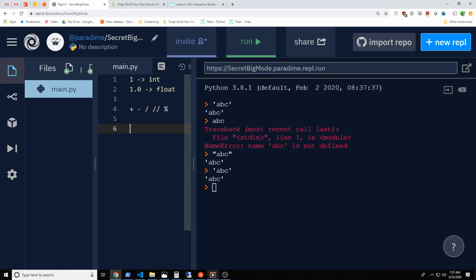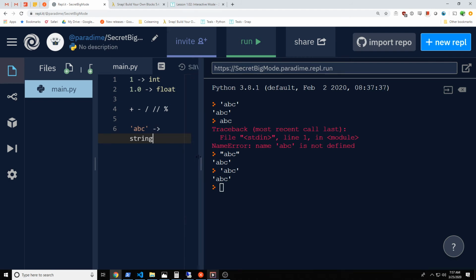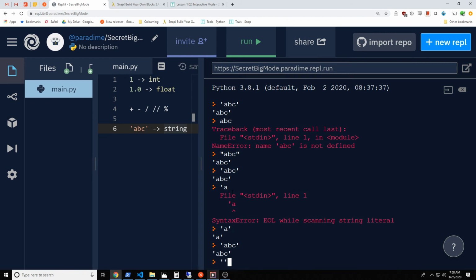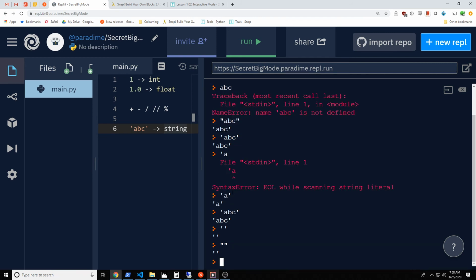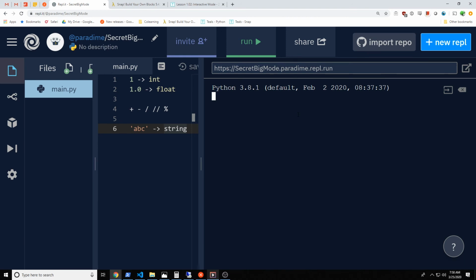So say ABC is a string, and a string just represents or stands for a string of characters together. So the string can be A, whoops, can be A, can be ABC, could be just empty, could be two quotes, still just empty. And you notice that even if I use the double quotes here, it ends up with single quotes.